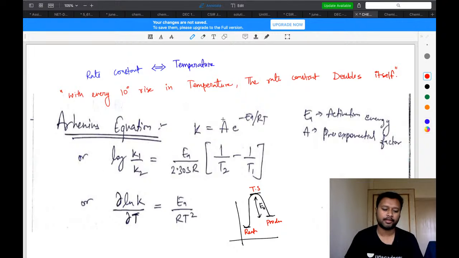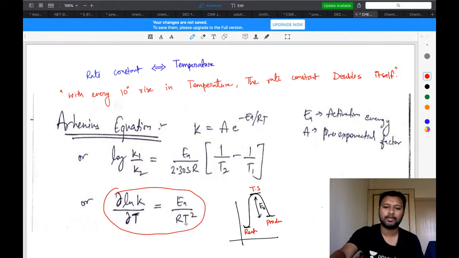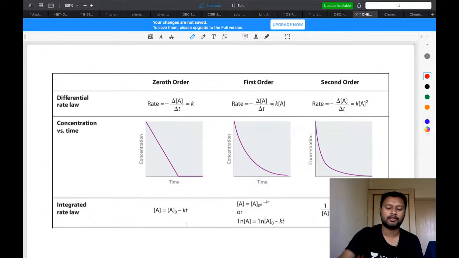Okay, so the Arrhenius equation can also be written in the logarithmic form. It goes like log k1 upon k2 is equal to EA upon 2.303 R in the bracket 1 upon T2 minus 1 upon T1, or it can be written in the differential form, that is del by del T of ln k is equal to EA upon RT square. So these are some important equations from the Arrhenius one.